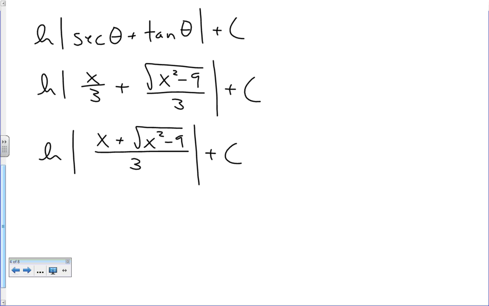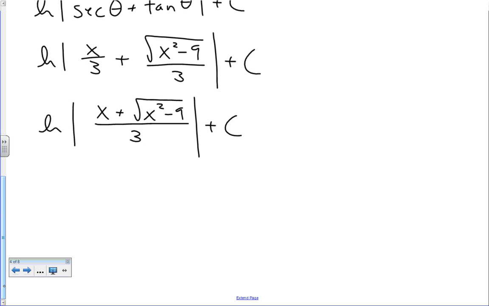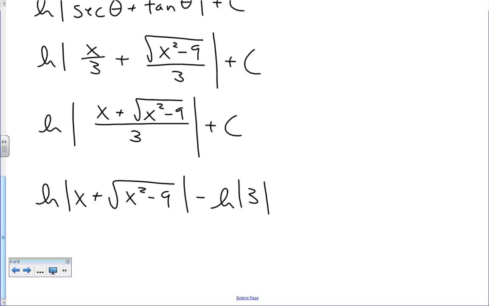And now I have the log of a quotient. We have a property for the log of a quotient. We know the natural log of a quotient is equal to the difference of the logs. I can rewrite this as the natural log of the absolute value of x plus the square root of x squared minus 9, and then, oops, not plus, but minus, since it's a quotient, the natural log of the absolute value of 3. Of course, absolute value of 3 is just 3, so you can get rid of the absolute values if you wanted to. And then plus c. Now, this quantity right here, natural log of 3, is just some number.